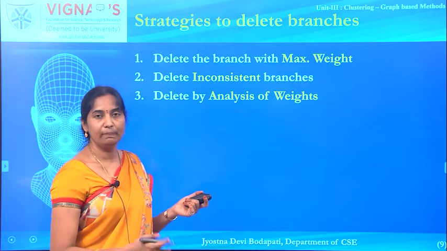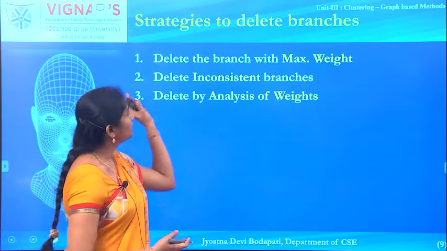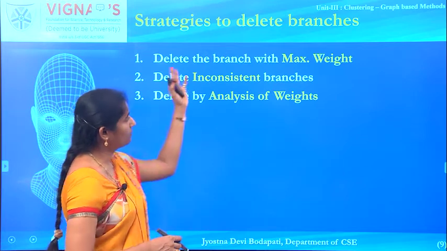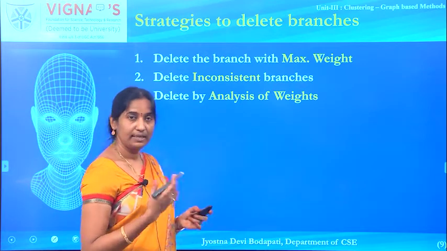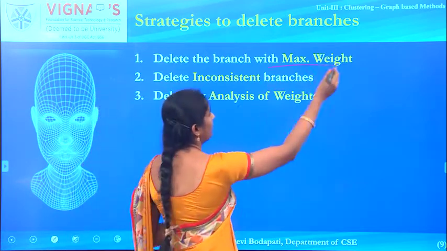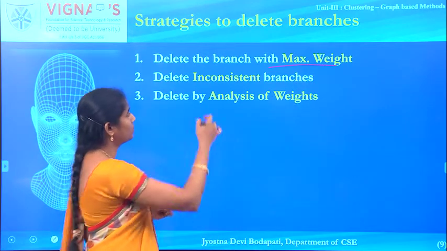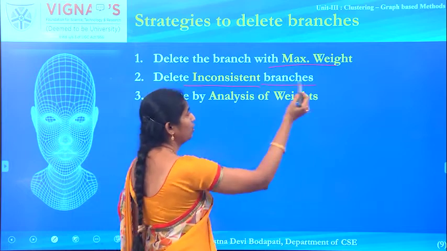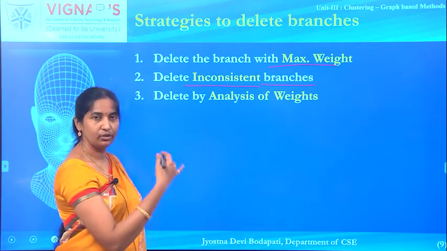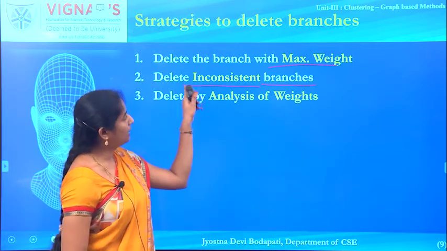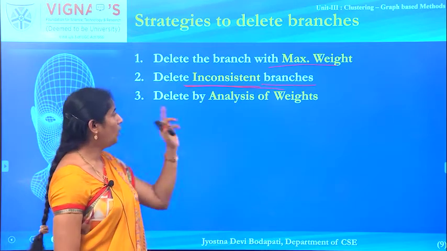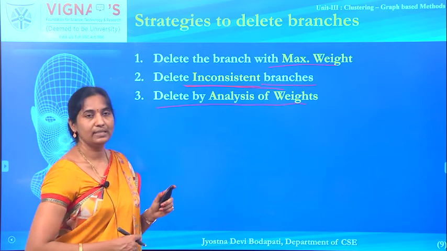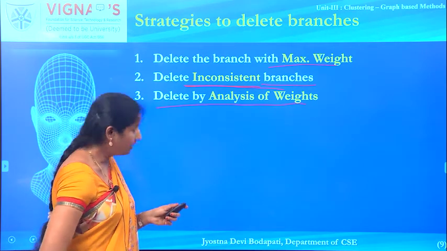The most tedious part in the graph based clustering is the deletion of the branches iteratively, and for deletion of the branches we have 3 different techniques. One is delete the branch with the maximum weight, or delete the branch which is inconsistent. You can alternatively use the name branch also, branch or edge, both refer to the same in this context. So, delete the inconsistent branches or delete the edges with the analysis of the weights. We will discuss each of these techniques in detail in this lecture.